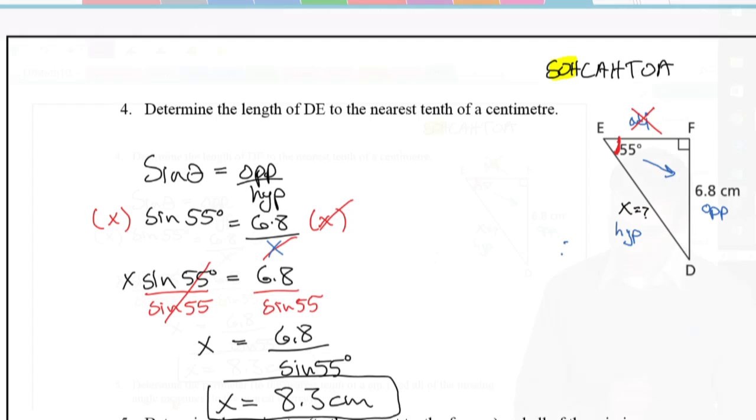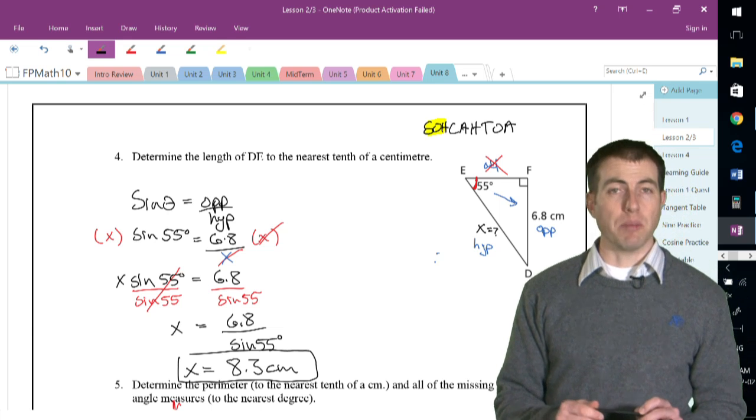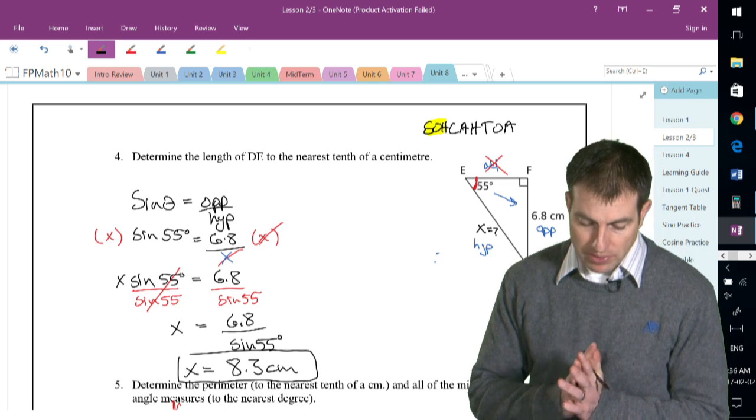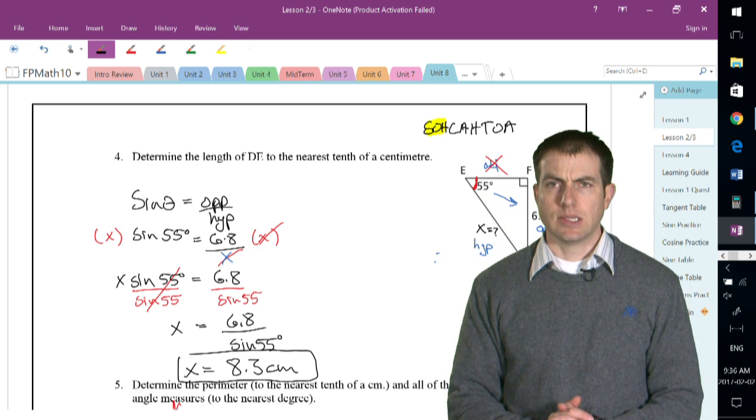Does that make sense? Yep, it has to be bigger than 6.8 because it's the hypotenuse, it's the longest side. So we'll go with that. Anyone have any questions there? Okay.